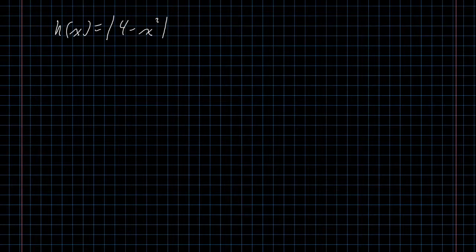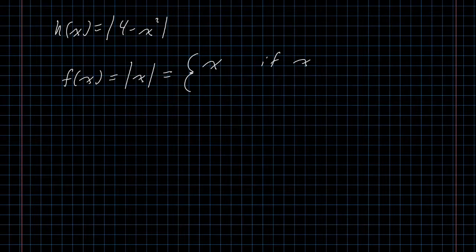I said that I would decompose this and let f of x be the absolute value of x. And you should remember from a previous video that the absolute value of x is defined as the piecewise function, where it's equal to x if x is greater than or equal to 0, and it's equal to the opposite of x if x is less than 0.